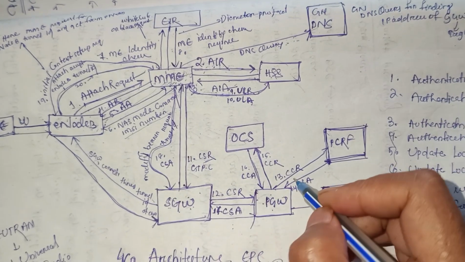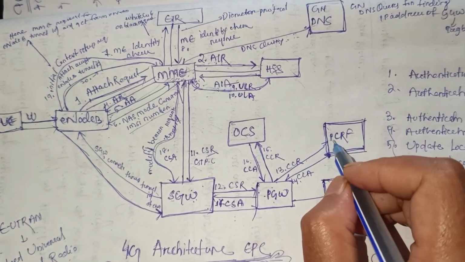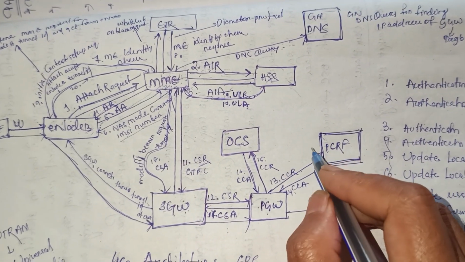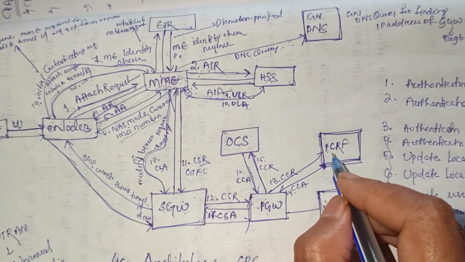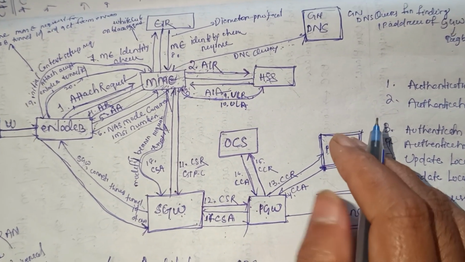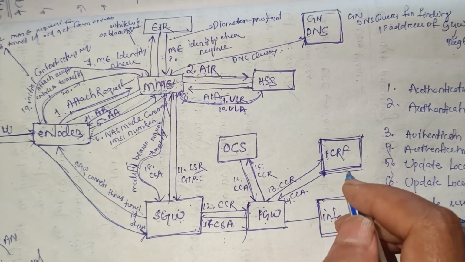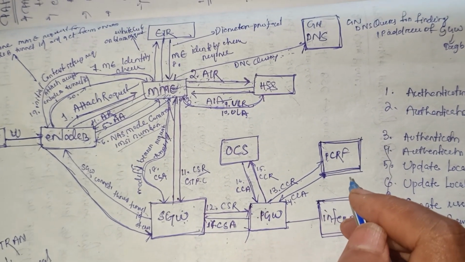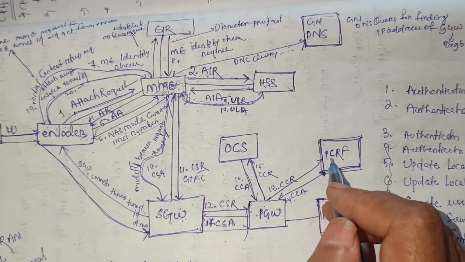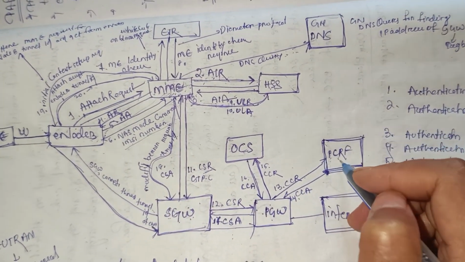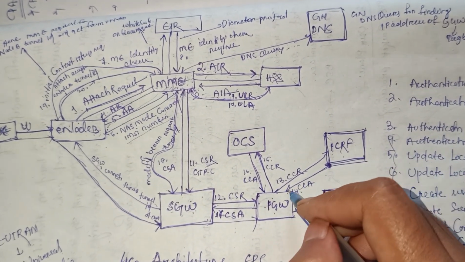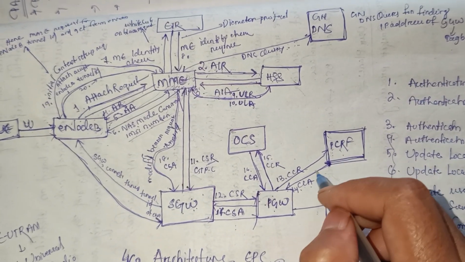Then PGW will send the credit control request to PCRF. PCRF is the policy and charging rules function, where PCRF will identify for which functions the UE is allowed. So PCRF will determine all these things, like what should be the charge, what should be the data flow rate, what should be the calling rate, the speed. PCRF will understand all that as per the credit control request, and it will send the credit control answer. In that, PCRF will send all this information to PGW.